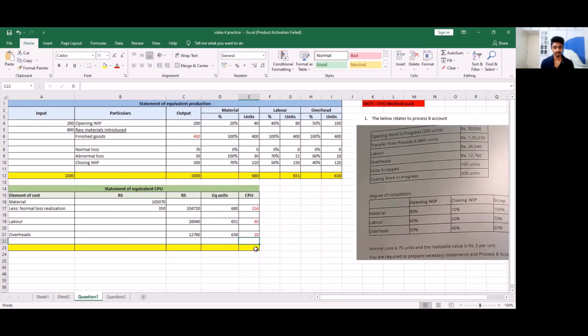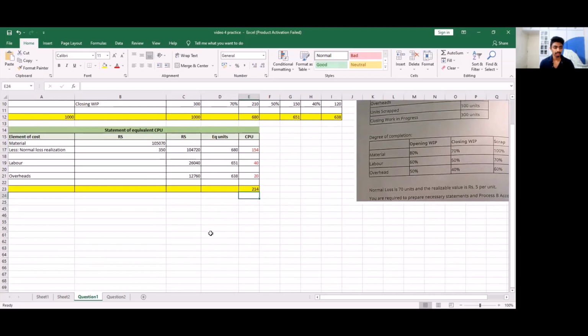And we sum this to get our total cost per unit. So this is the cost to make one shirt. So we know that materials part of the process costs us 154, labor costs us 40, overheads costs us 20, and the total to make one shirt is going to be the sum of these three values, which gives us a sum of 214. With this, we are done with our statement of equivalent cost per unit.